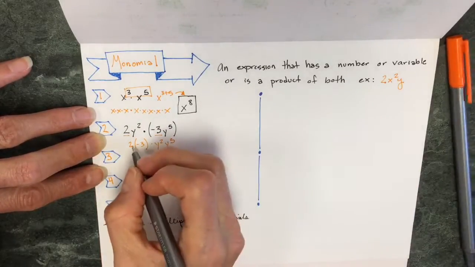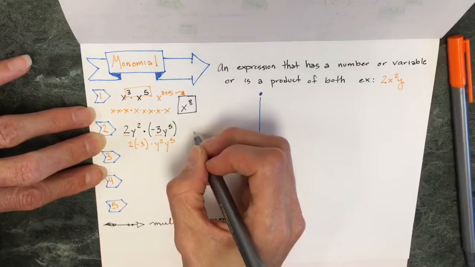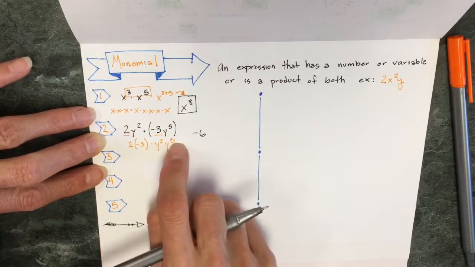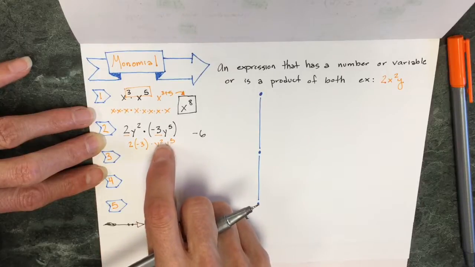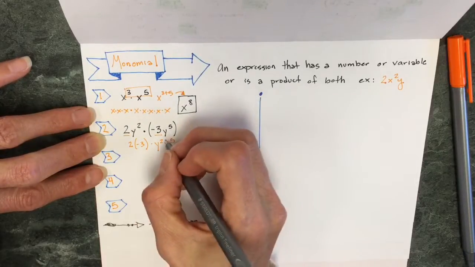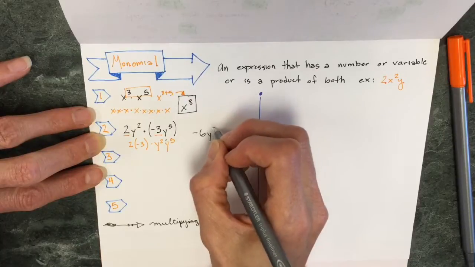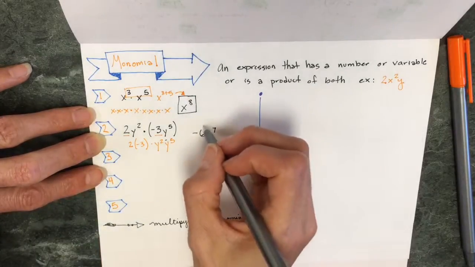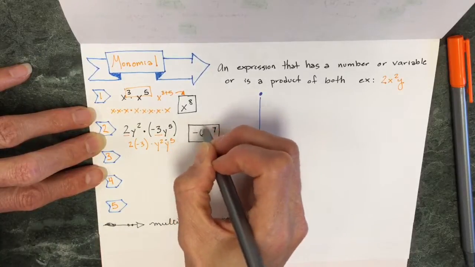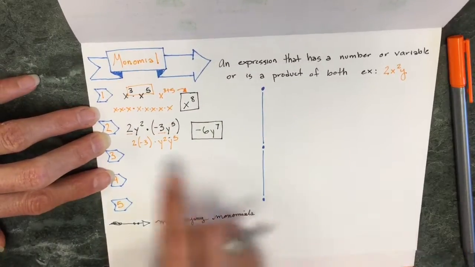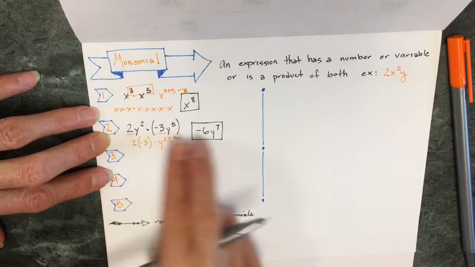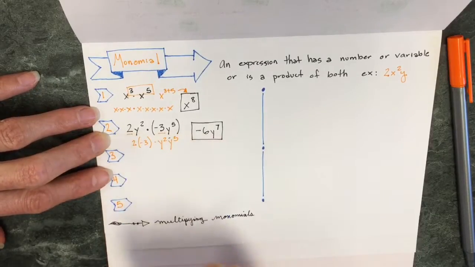All right, so this becomes negative 6. And you're going to add your exponents here. So it becomes y to the 2 plus 5 is 7. So y to the 7th power. And that's it. Use commutative property. Do you have to write it out this way? Nope. If you can do this mental math, you put these two together, that would be fine.